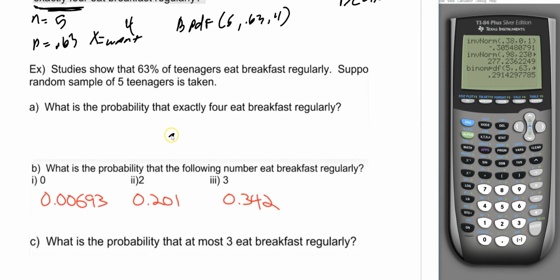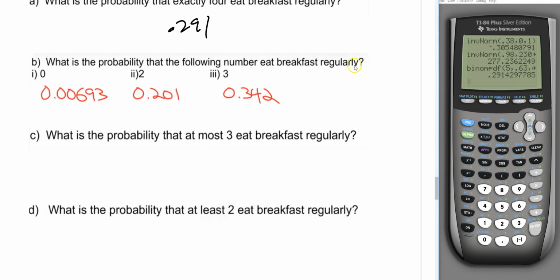So this is 0.291. Now, if they ask what's the probability that the following number eat breakfast regularly, you do the exact same thing. You just plug in 0, 2, and 3. I don't want to go through all that work. But let's talk about this one. What is the probability that at most 3 teenagers eat breakfast regularly?